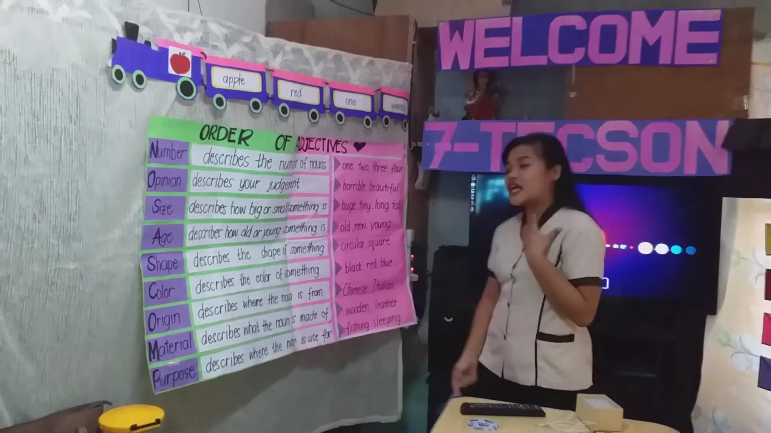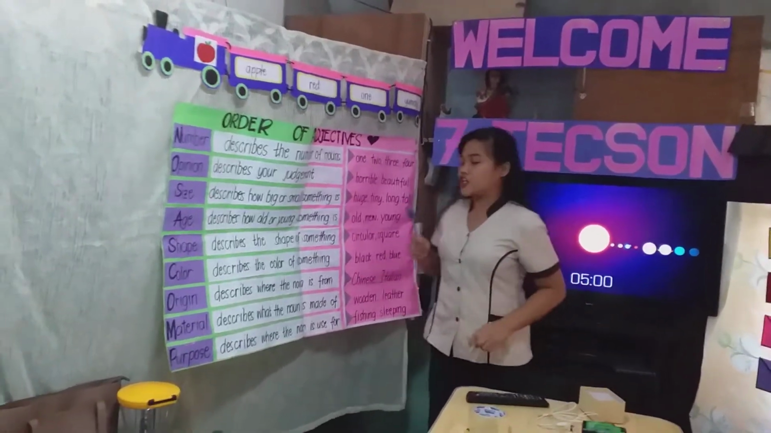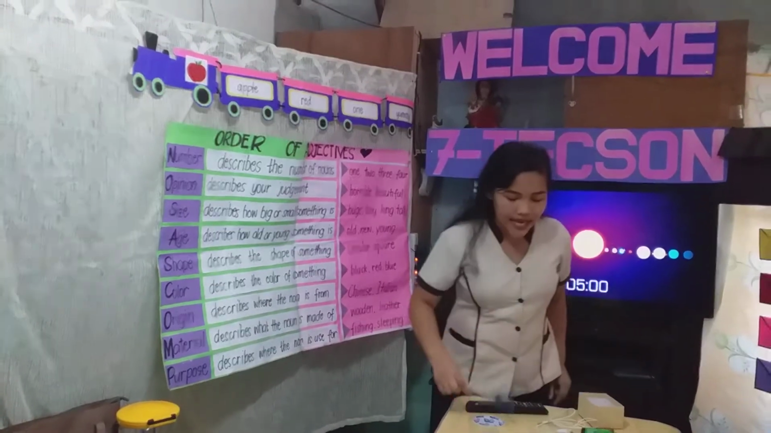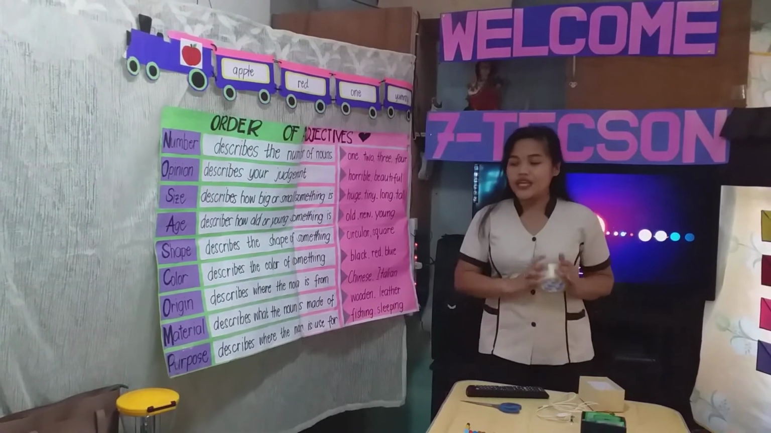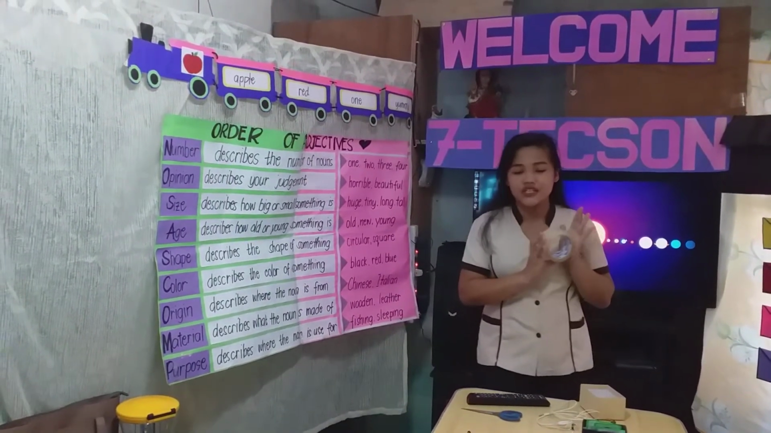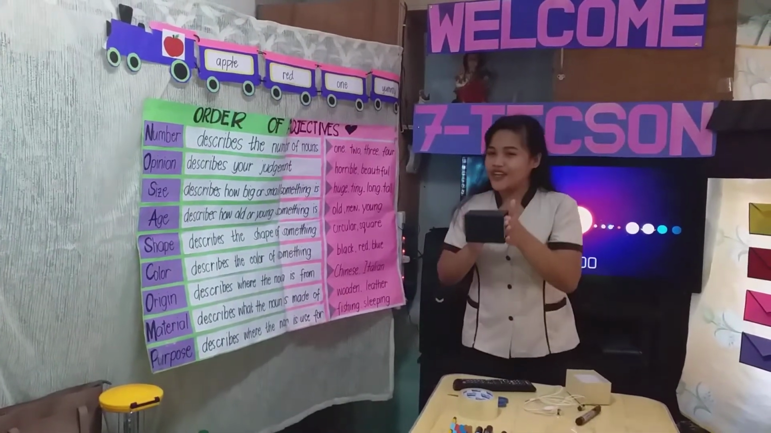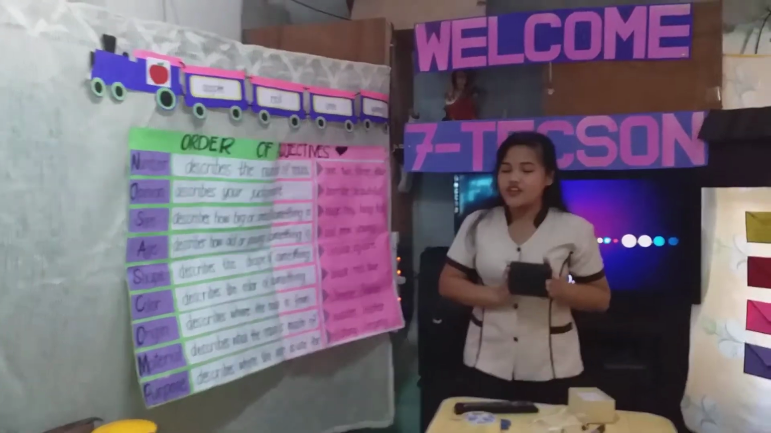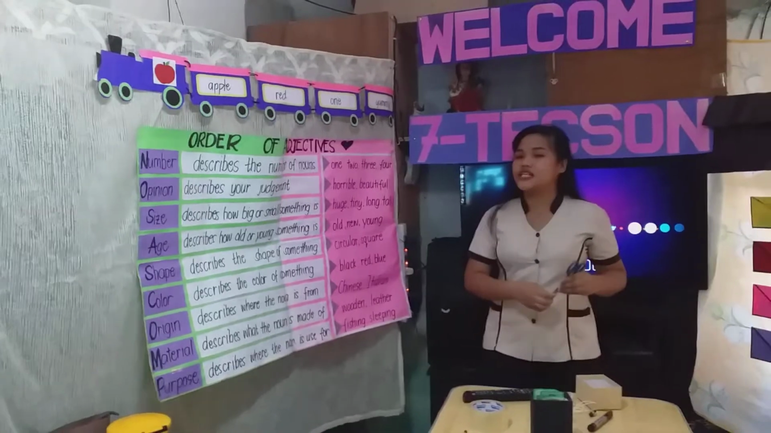So when you say shape, it describes the shape of something. It could be circular or square. So what do you think is the shape of this one? Yes, very good. It is in circular shape. How about this one? Very good. This is in rectangular or square shape. So is it clear? Okay, let's proceed.